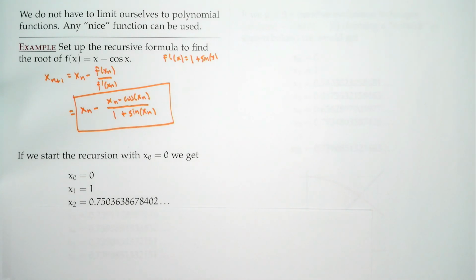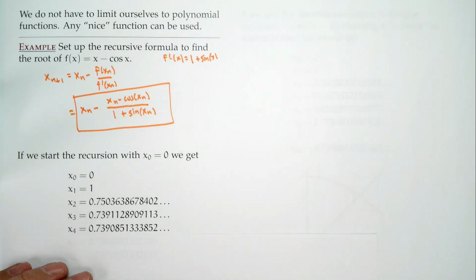Probably wouldn't have guessed that one, but that's okay. We used the computer. Now, what's x3? 0.739112. Notice that there was a big jump initially, a smaller jump, and now, wow, the first digit didn't even change. If you go to the next term, 0.739, the first 3 digits didn't change, 08513.